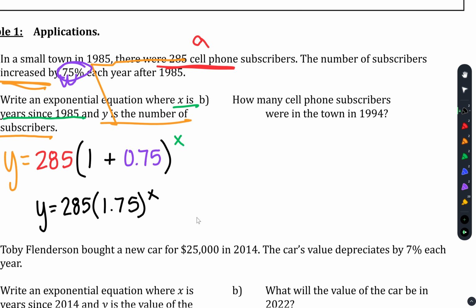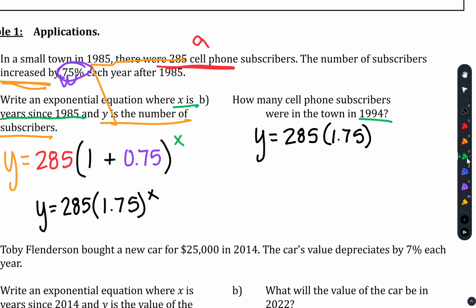Now in part B, it asks how many cell phone subscribers were in the town in 1994. So we're being asked to predict the total number, our future amount, if the year is 1994. So I'm going to rewrite my equation. I don't know what y is. That's what I'm about to figure out. And then I have the rest of my equation, 285 times 1.75 raised to the x power.